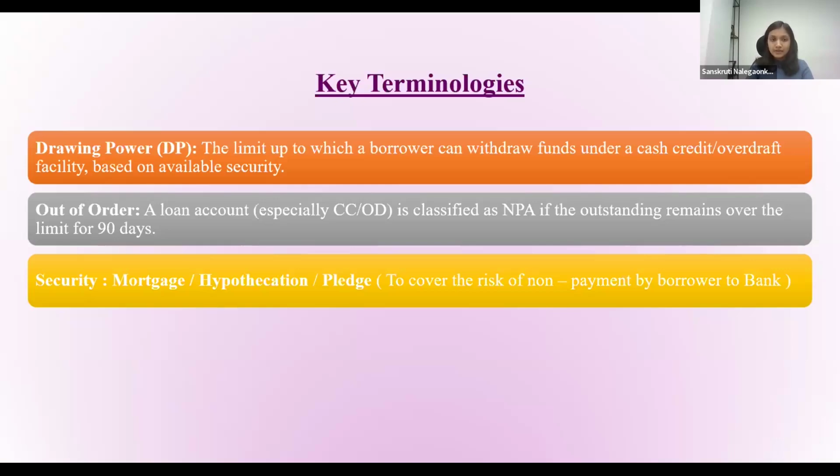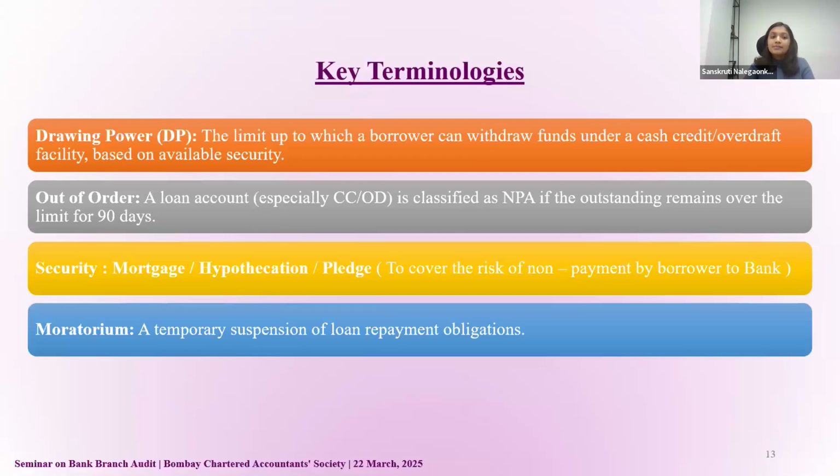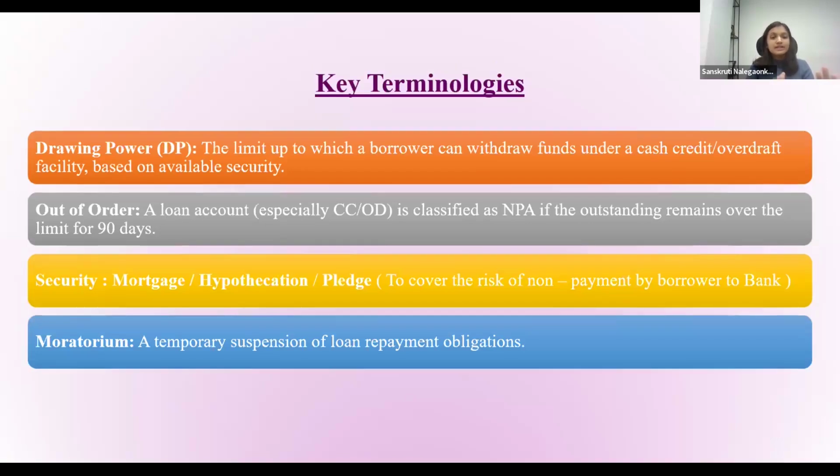So, our next key terminology is moratorium. Basically, moratorium is a suspension of loan repayment obligation, typically granted during financial distress. For example, a student takes an education loan with a 1 year moratorium after course completion, meaning they don't have to pay EMIs during this period. Once the moratorium ends, they start repaying the loan with the interest.